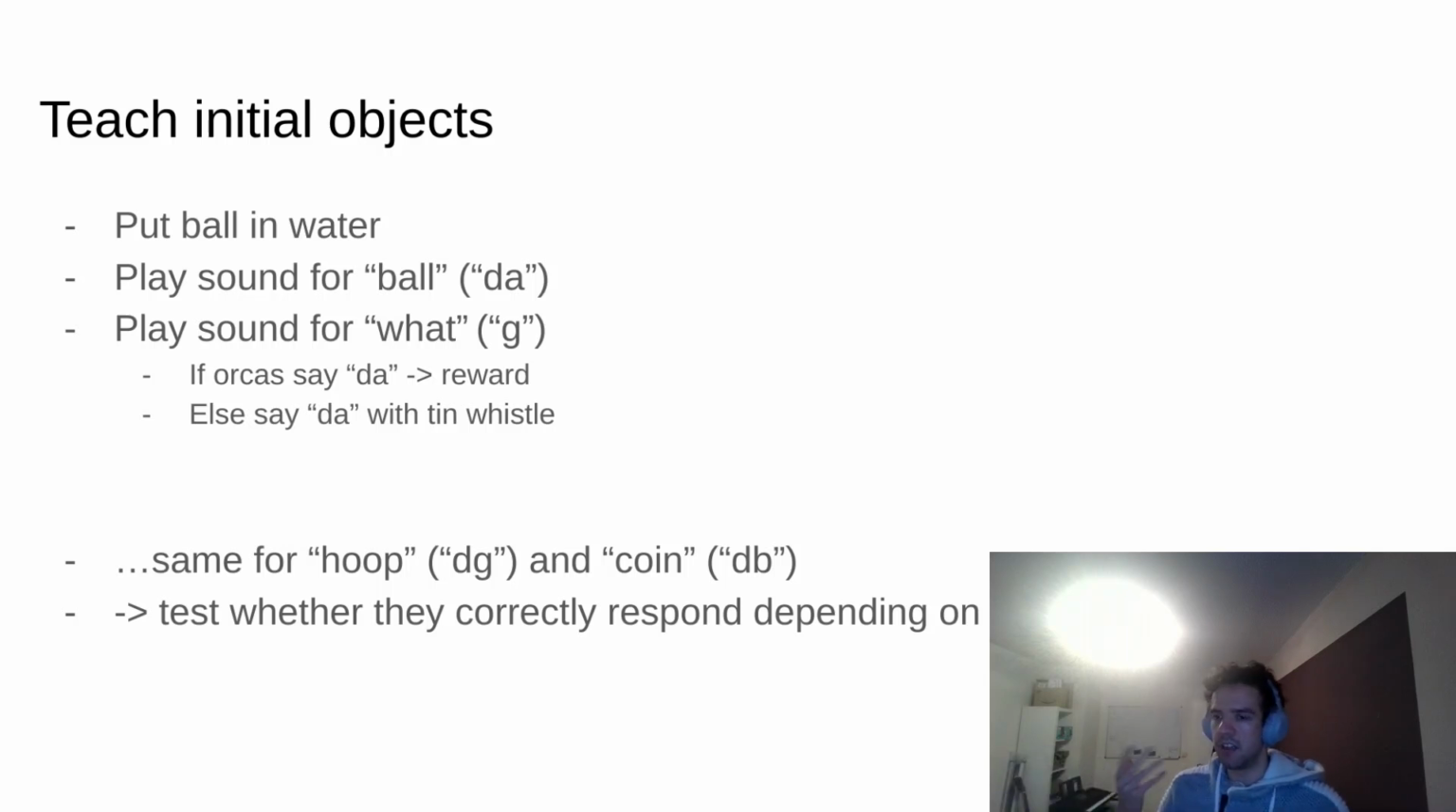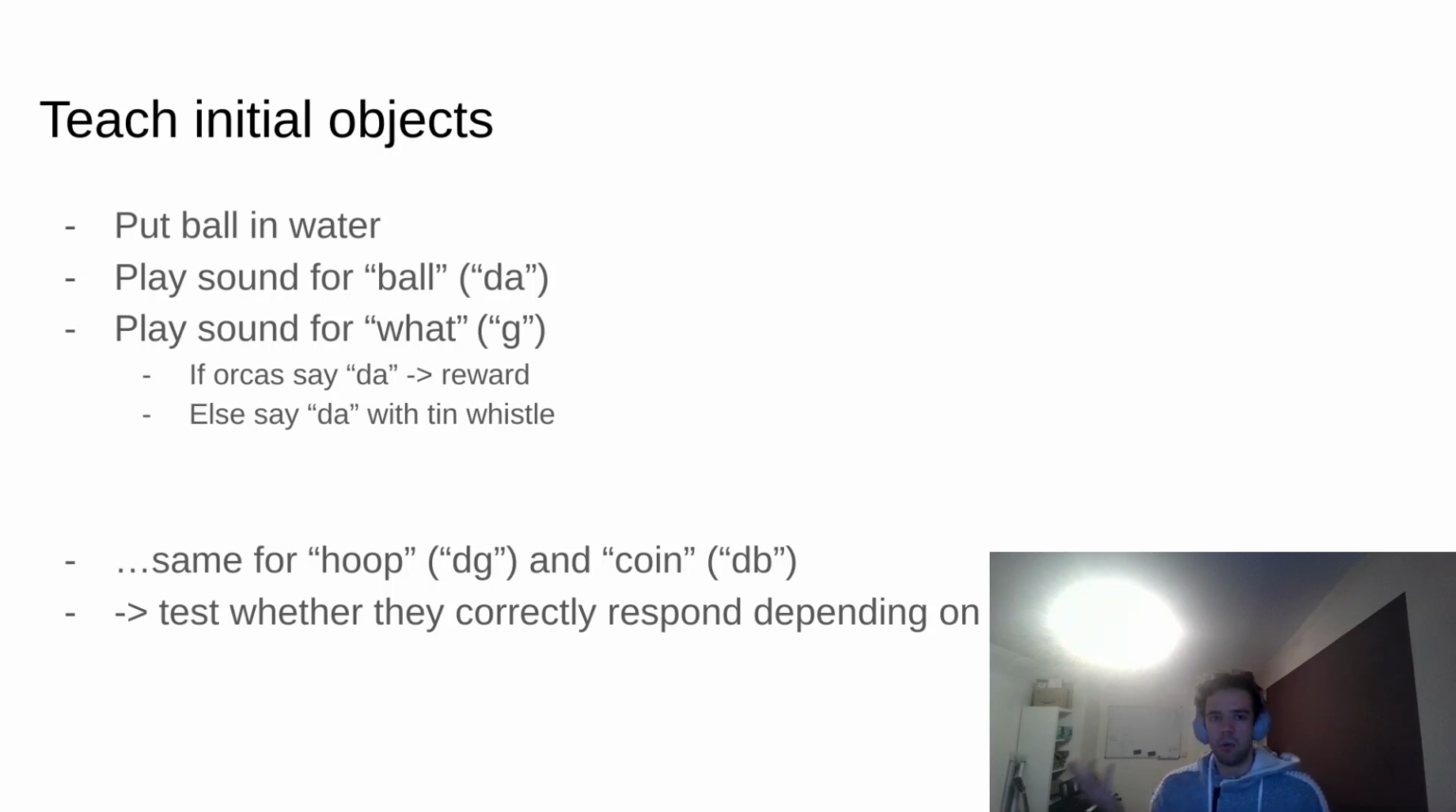And second, also echolocation, if they want to use it or other stuff. And yeah, so what we would do is put a ball into the water, then the underwater speaker makes the word for ball, and then the underwater speaker makes the word for what. And they, of course, have no idea what "what" means, but if they say nothing, then we can say, okay, with the tin whistle, the word for ball.